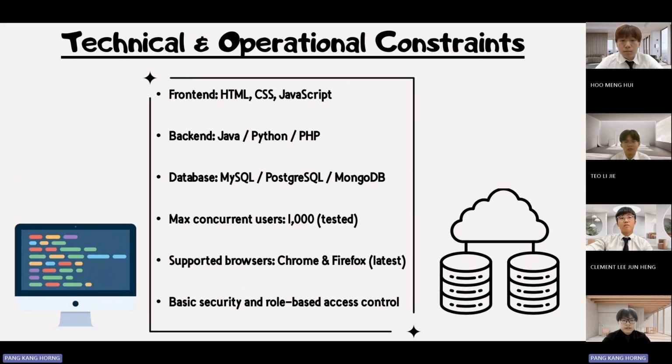The next part is about the technical and operational constraints. At the front end, we are using HTML, CSS, and JavaScript. For the backend, we are using Java, Python, and PHP. For the database, we are using MySQL and PostgreSQL, with a maximum of 1,000 concurrent users. For supported browsers, we are using Chrome and Firefox, the latest versions, and basic security and role-based access control.